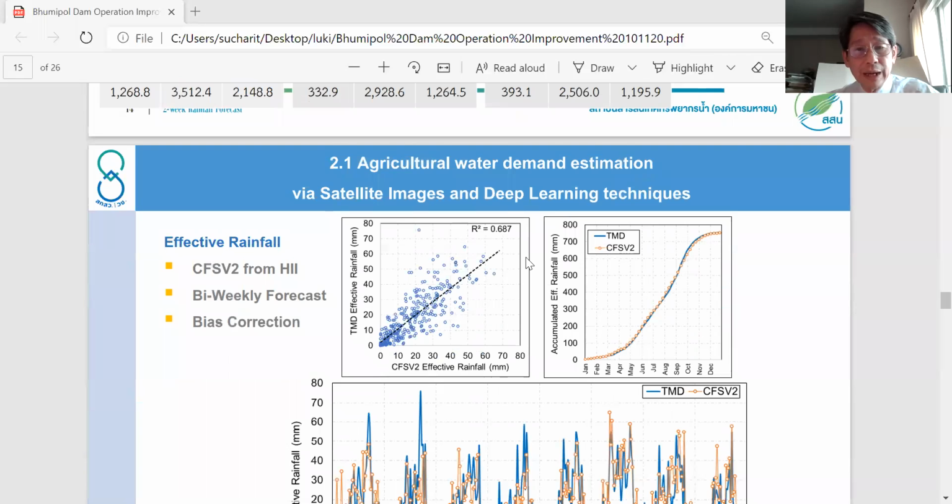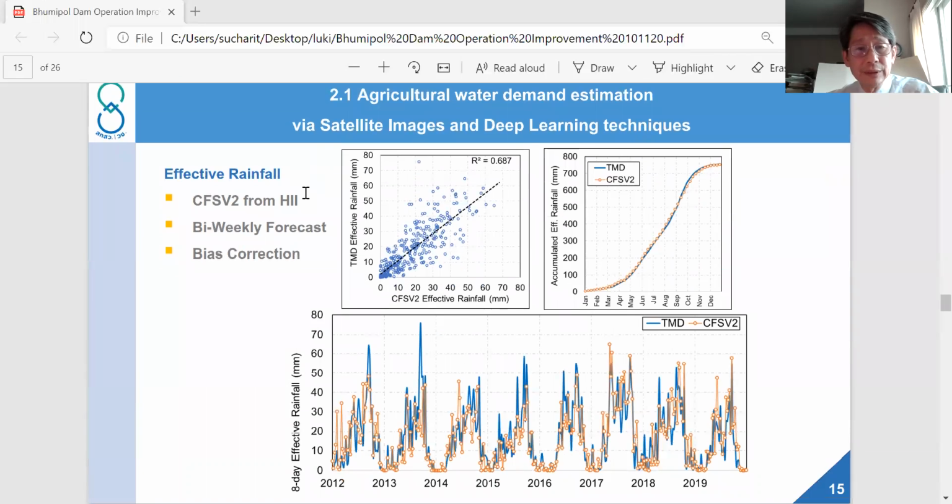We are also now using satellite images and comparing the rainfall with the Thai Meteorological Department. You can see that the effective rainfall estimated by TMD and estimated by the satellite become close enough. So this one we deduct from the estimate of the plant irrigation evapotranspiration. So we have a better water demand for the next 2 weeks.